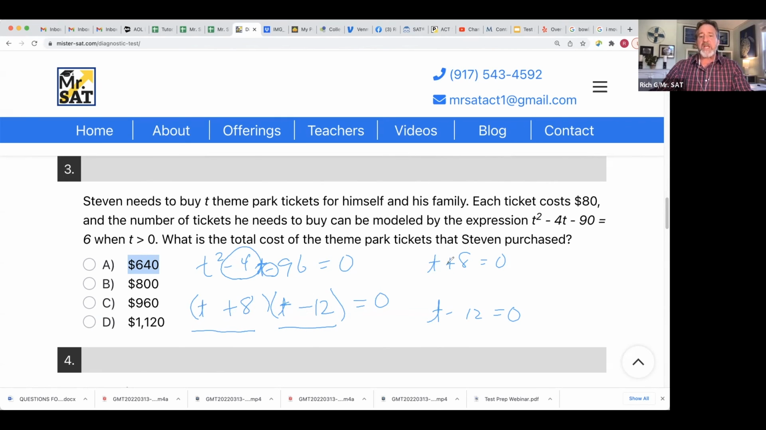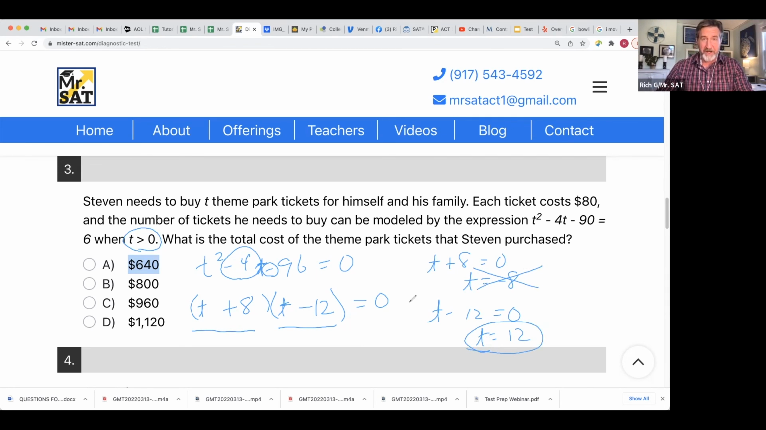So if t plus 8 equals 0, what would t be? It would be -8, because -8 plus 8 is 0. If t minus 12 is 0, what would t be? t would be 12, because 12 minus 12 is 0. They gave us a parameter. They said that t is greater than 0, because we cannot have a negative number of tickets. So we know that the number of tickets we have is 12.